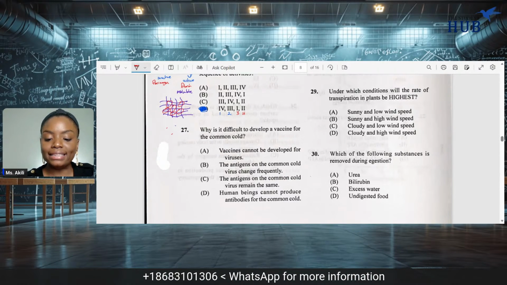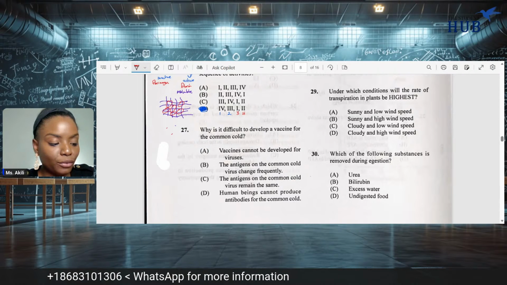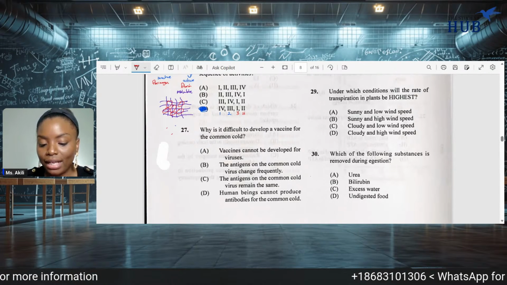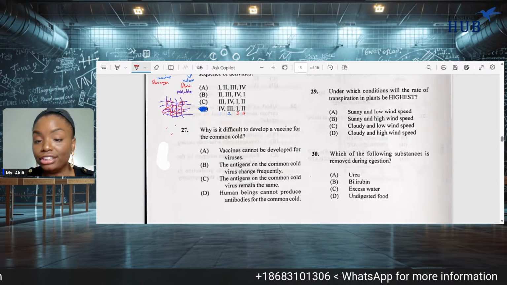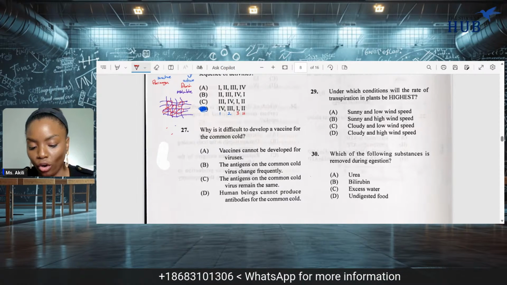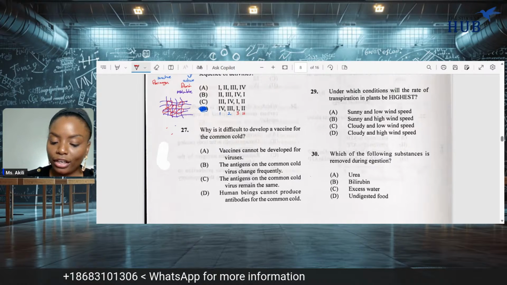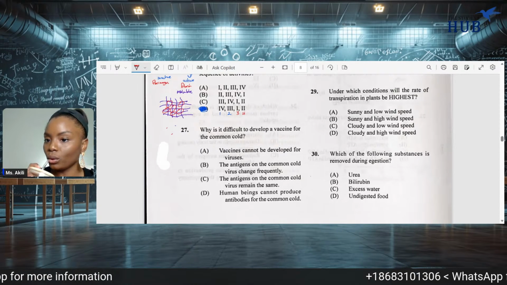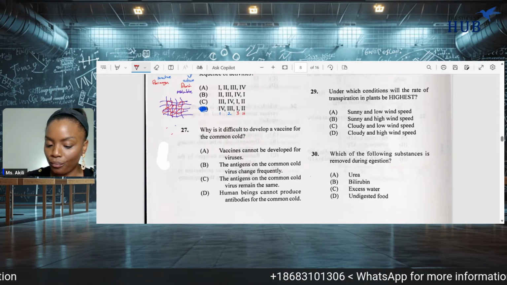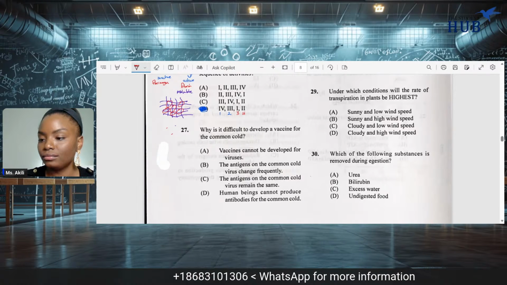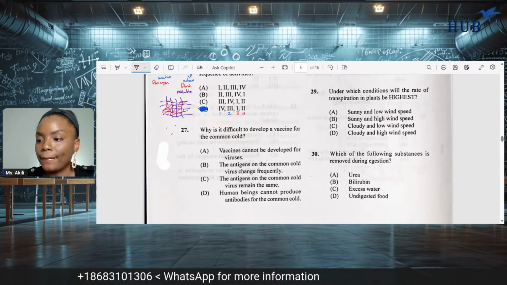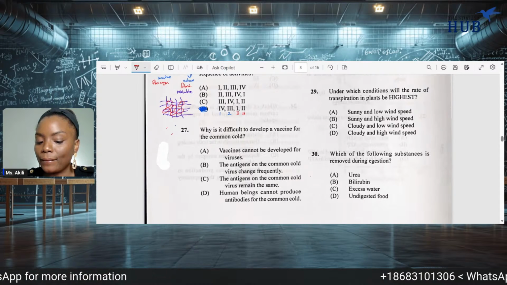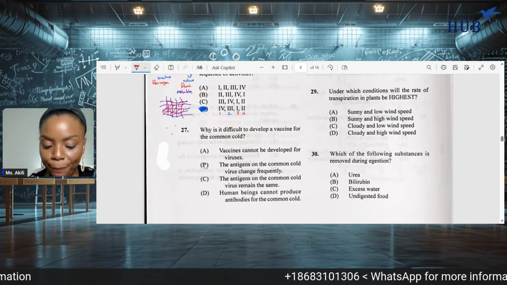27, why is it difficult to develop a vaccine for the common cold? Is it that the vaccine cannot be developed for viruses, that the antigens on the common cold virus change frequently, that the antigens on the common cold virus remain the same, or that human beings cannot produce antibodies for the common cold? This one is going to be B, right?